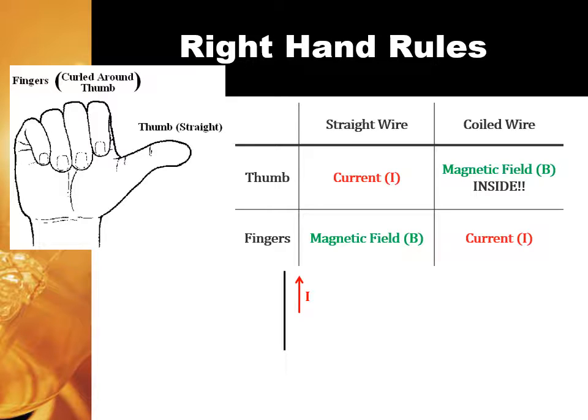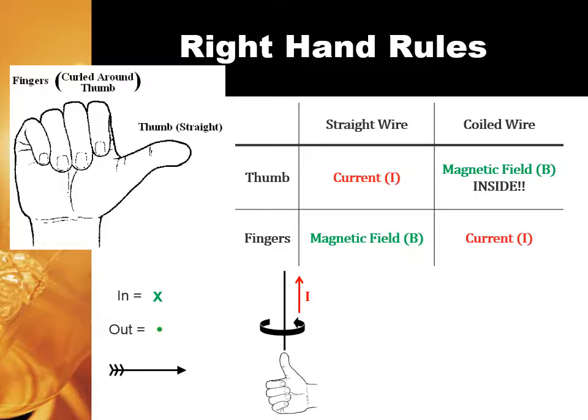So in the example we have here, we have a current that's going upward. If we use our right-hand rule, then on this side your fingers are going to point into the page, and then on this side, as you curl your hand around, your fingers are going to point out of the page. Well, we have to come up with a way of designating inside and outside, and the way we're going to do that is to think of an arrow.